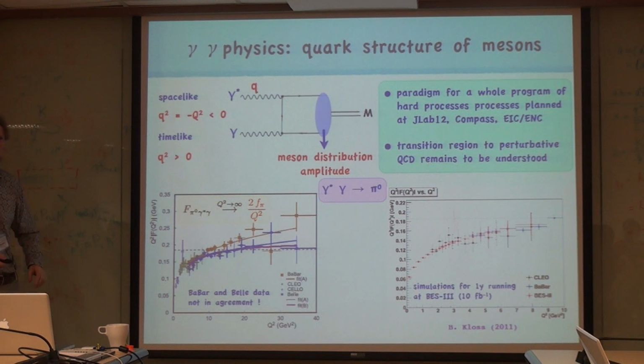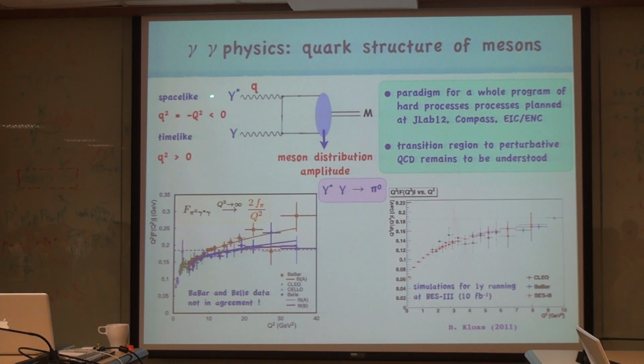So this is a paradigm for a whole program of hard processes which are planned at different facilities, so at Jefferson Lab and COMPASS, and also at colliders which are being discussed, the next generation of colliders. And from the point of view of perturbative QCD, it's most probably one of the simplest processes where one can study the transition regime to perturbative QCD, which still remains to be understood. And actually, to give you an idea of the status of the data, this process has been measured up to about 35 GeV squared.